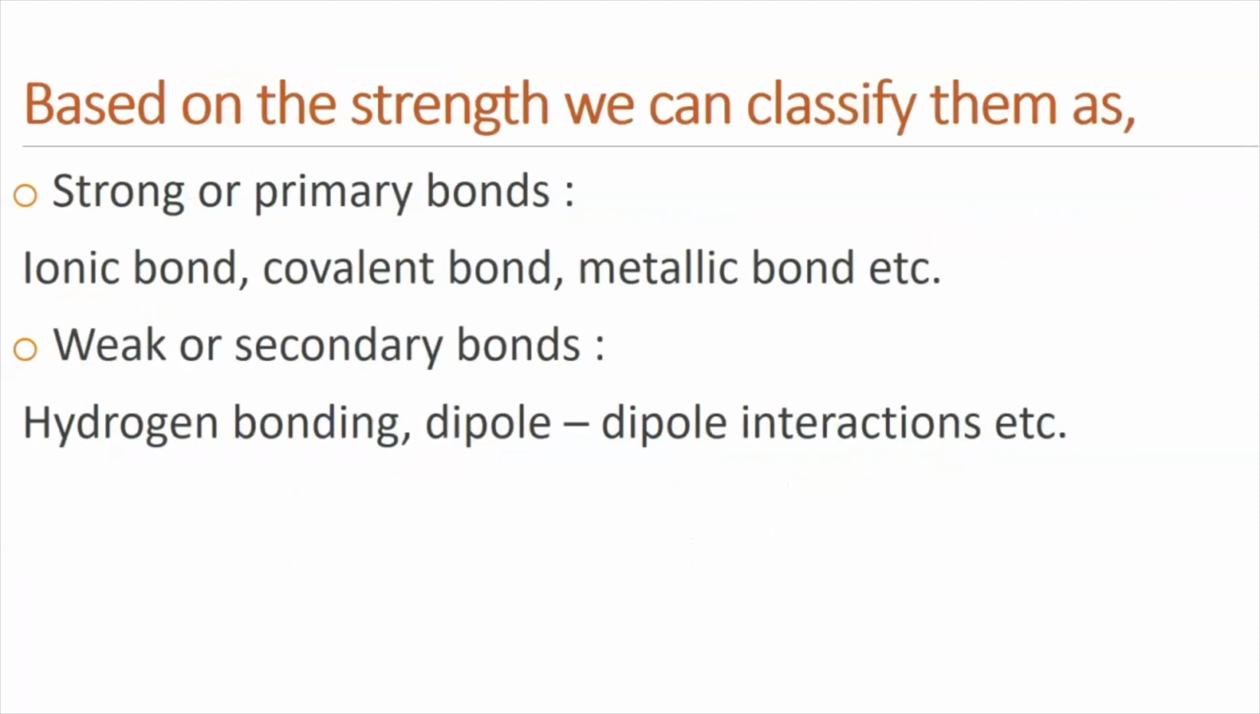Based on the strength, we can classify them as strong or primary bonds and weak or secondary bonds. The examples for strong or primary bonds are ionic bond, covalent bond, metallic bond, etc. And the examples for weak or secondary bonds are hydrogen bonding, dipole-dipole interactions, etc.